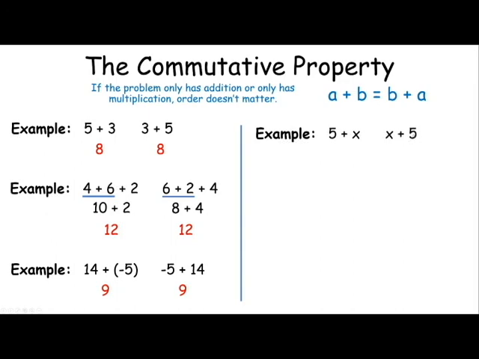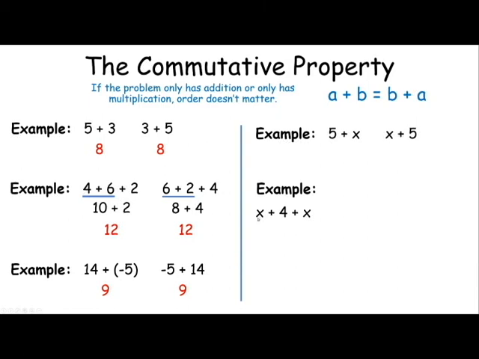5 plus 1 is 6, 1 plus 5 is 6, 5 plus 2 is 7, 2 plus 5 is 7. It doesn't really matter. I can rearrange those so it looks different. Or how about this? x plus 4 plus x. This is one long string of addition, just like this example over here on the left was.